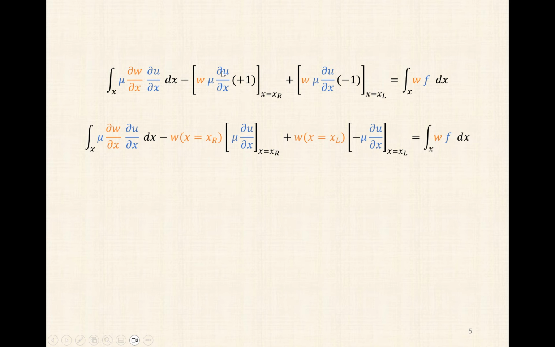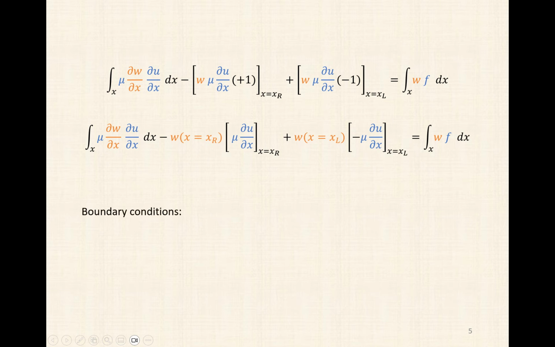Okay. So what we are doing now is we are splitting this value, that is, where we are evaluating this function, between these different expressions. So we have w. We evaluate w at x equal to hr, and then we evaluate mu dou u by dou x at x equal to hr. Similarly, we evaluate w at x equal to hl, and then we have minus here. So we evaluate minus mu dou u by dou x at x equal to hl. These two are the boundary terms.